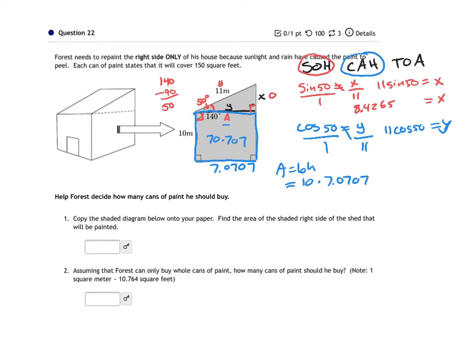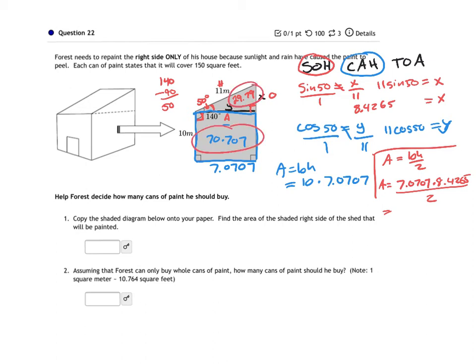Now, if I want to find the area of the triangle, remember area of a triangle is base times height divided by 2. So my area is going to equal my base, which I'm going to say is 7.0707, times the height, 8.4265, divided by 2. And when you put that all in your calculator, you're going to end up with 29.79. Now, to find the overall area, I just need to add those together. When I add this number and this number together, I end up with 100.5 as the area.